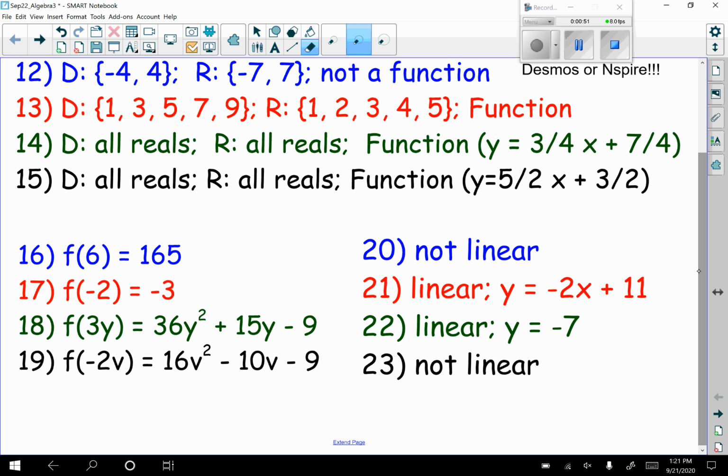20 through 23, again, not linear if we see higher exponents like an x squared or y squared, but 21 and 22 were linear. 21 graphs a decent line. It has a higher y-intercept there at 11, slope of -2, and 22 is just a horizontal line, y equals -7.